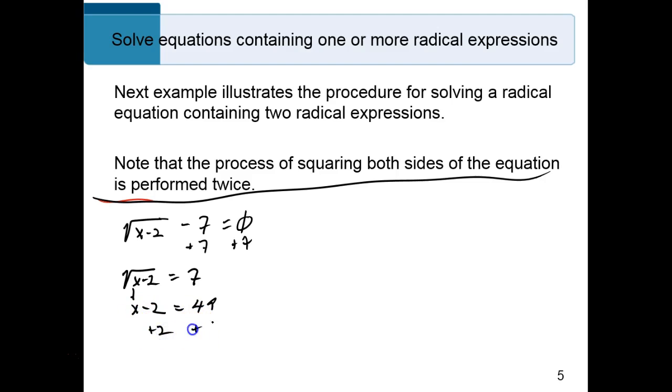Add 2 to both sides. And that gives us x equals 51. Okay? Here, folks, is where I go back and check my answer. Put an x in here. What's 51 minus 2? 49. Square root of 49 is 7, minus 7 is 0. Yes, that works. This one's pretty obvious, but don't worry. Always check them. If you've done this step of squaring both sides, always check your answer. Always. Because otherwise you might wind up with what they call an extraneous solution.